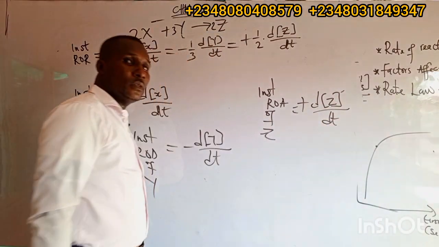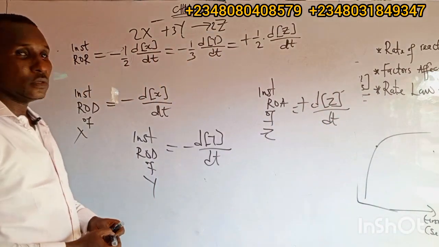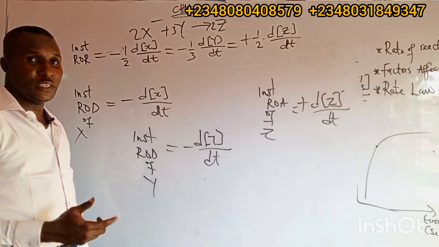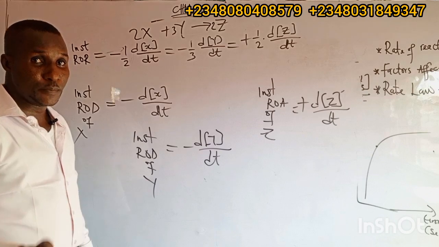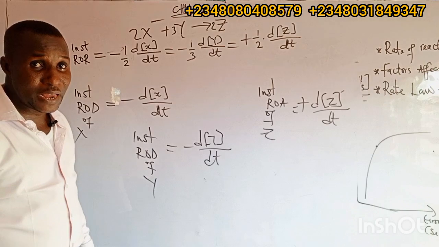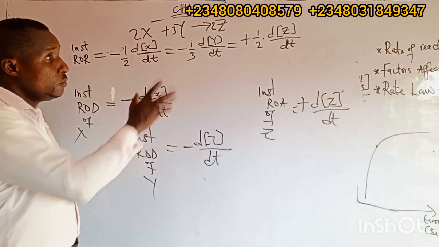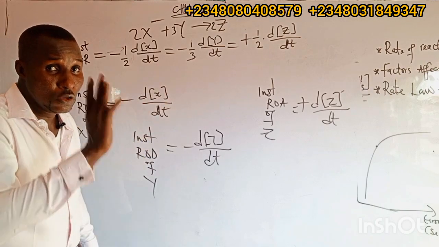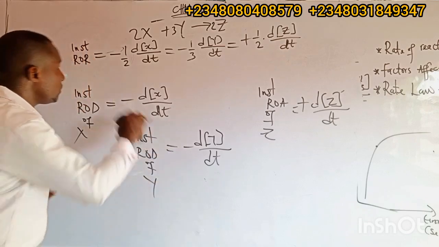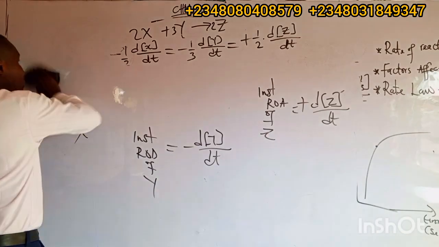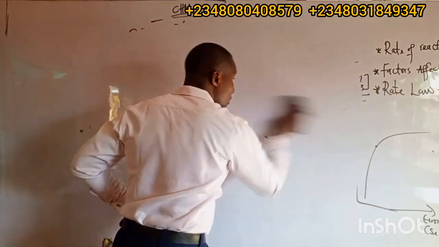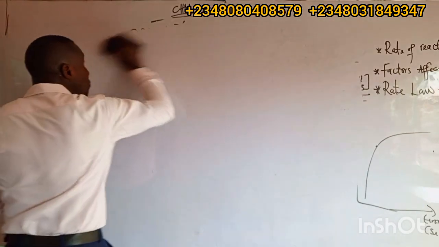Take note of that. For instantaneous rate of disappearance or appearance, or average rate of disappearance or appearance, we do not need the stoichiometric coefficient. Take note. Then let's move further, because we have more questions from here, which we are going to solve.